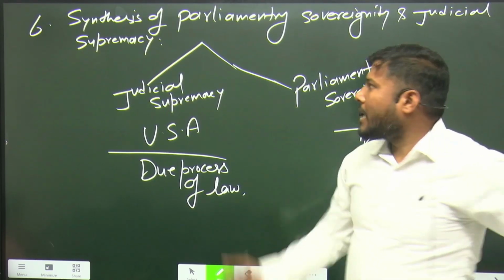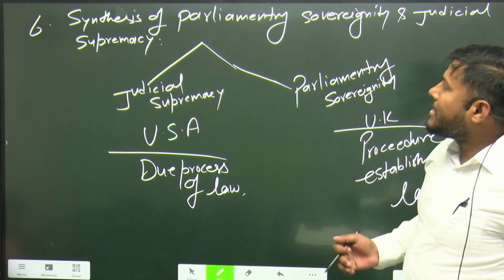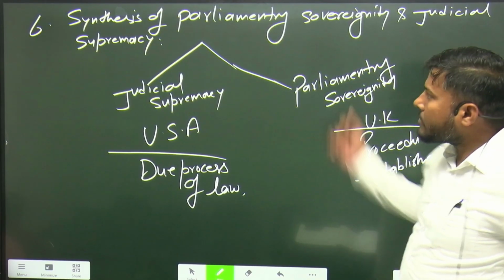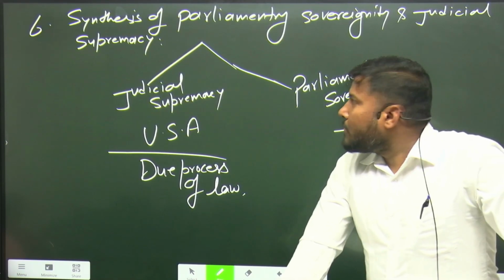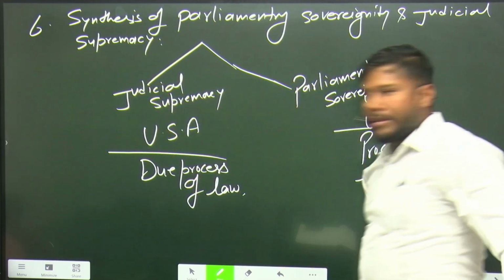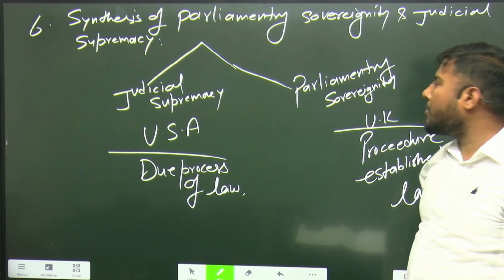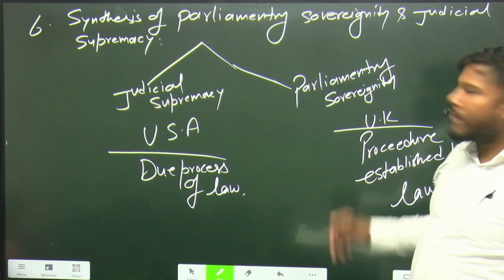So let's get started without wasting our time. The next feature is the synthesis of parliamentary sovereignty and judicial supremacy. You see here, our constitution has not established judicial supremacy or outmost judicial supremacy. Neither this, nor parliamentary sovereignty, right?